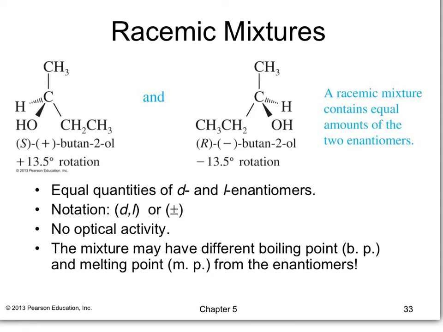Because there are equal amounts of both the plus and minus versions, you can have the notation being DL or plus minus. There's also no optical activity because you're going to have plus 13.5 and minus 13.5, and that mixture is going to lead to 0. The mixture also may have different boiling points as well as different melting points from the enantiomers.